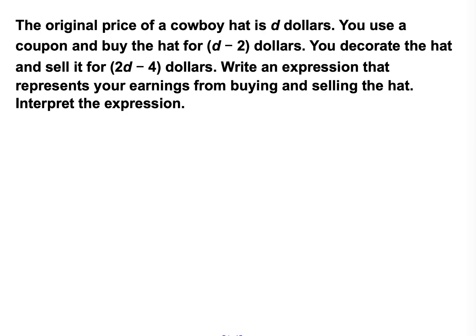Okay, let's take a look at a story problem. The original price of a cowboy hat is $D. You use a coupon and buy the hat for D minus $2. You decorate the hat and sell it for $2D minus $4. Write an expression that represents your earnings from buying and selling the hat. Interpret the expression. They're asking us to do two things. One, write an expression, and really, they want a simplified expression. And then two, interpret, which means to explain.